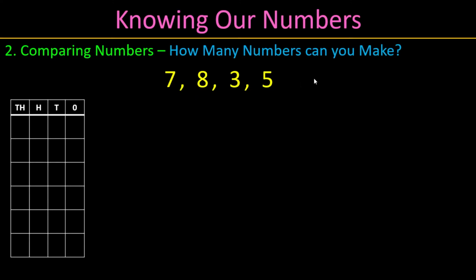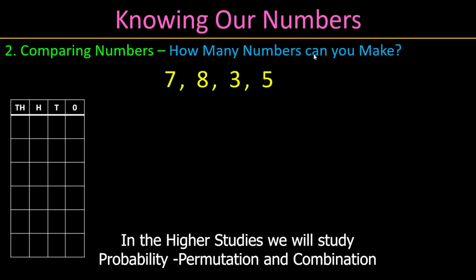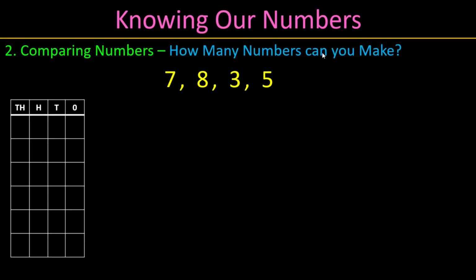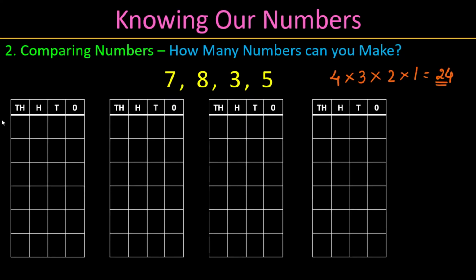That is a bit of higher study, like in the higher studies we have a probability chapter, where we calculate like this. In total 4 digits are there, and then we decrement: 4 into 3 into 2 into 1. So in total 24 numbers we can make. Let's check how the 24 can be done. Let us put 6 numbers in one group, and 6 into 4 gives 24 numbers.